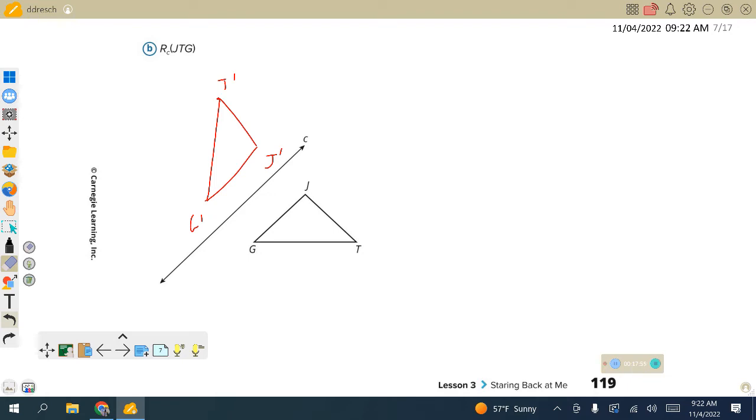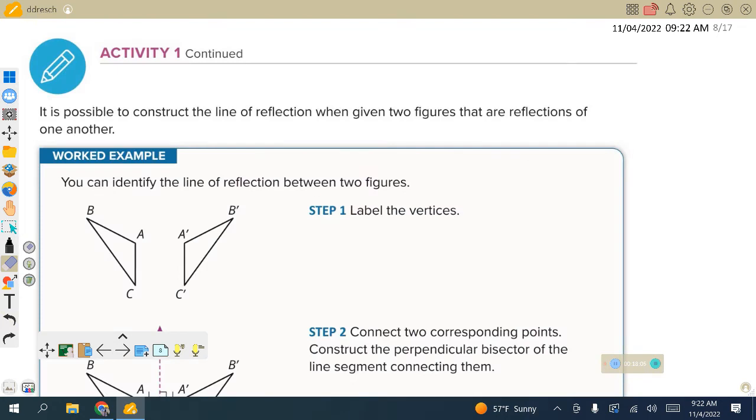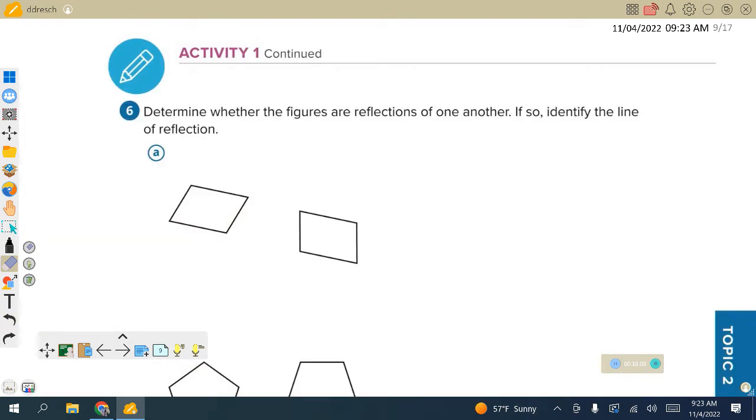Translation is kind of hard to screw up, but I definitely know that in the past, students label the image points incorrectly, so let's watch out for that. All right, now let's go find the line of reflection. So on the next, skip-it-over page.